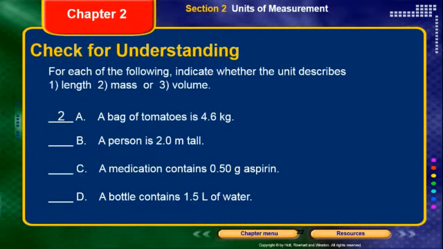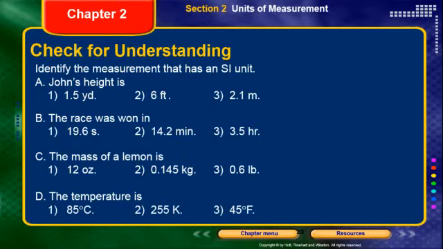A is mass. A bag of potatoes is kilograms. You see kilograms. A person is 2 meters tall. That is length. Okay, number 1, that's length. 0.5 grams of aspirin, that's going to be mass. A bottle that contains 1.5 liters, that is volume. All right, I hope you got these correct. Another one, go ahead and press pause, come up with potential answers for each of these, and then press play when you're done.